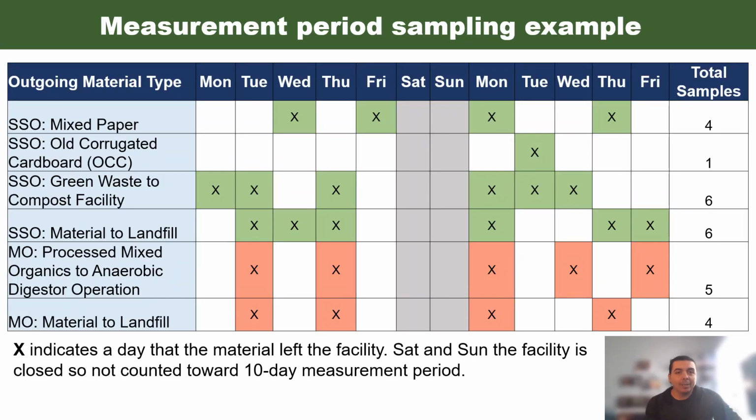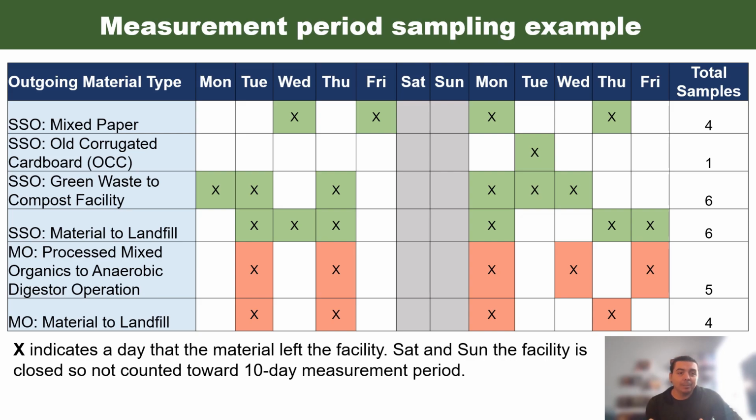So here's an example of what a 10-day period might look like to a facility. And as you can see in this example, the facility doesn't operate Saturday and Sunday. And so in order to meet that 10 consecutive operating day period, they're sampling on a Monday through Friday, followed by another Monday through Friday to meet that 10-day window. And as you can see from the waste streams, they have both an SSO and a mixed waste stream, and a variety of outputs going for recovery as well as disposal.